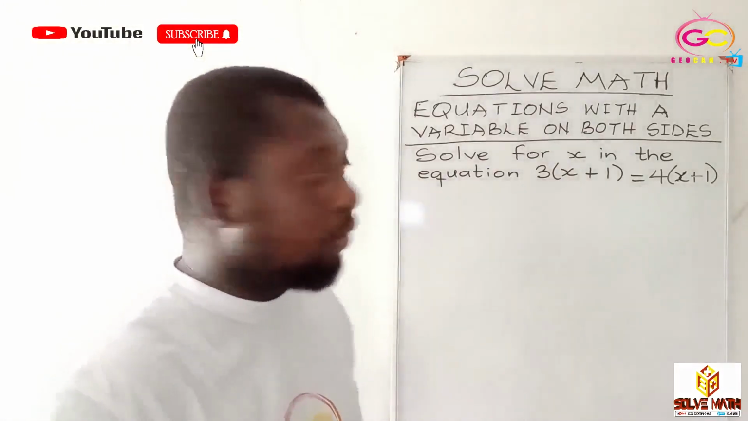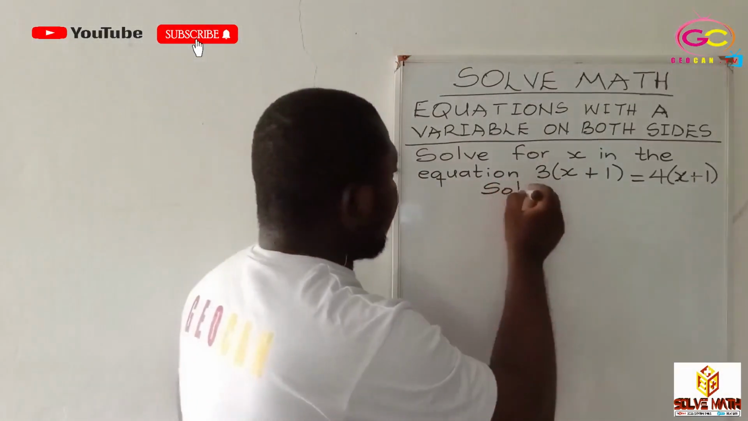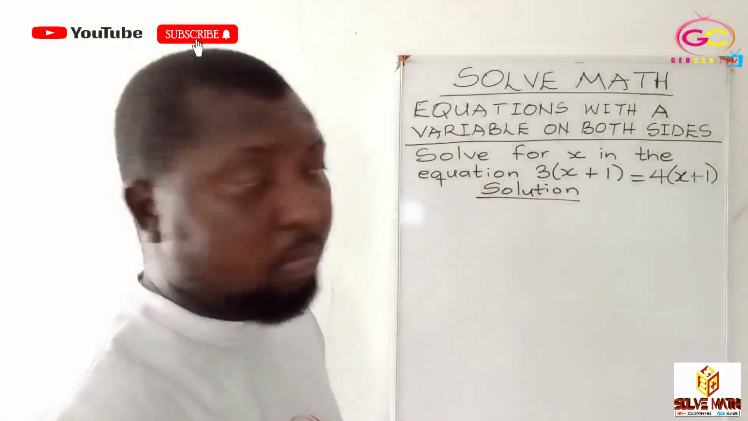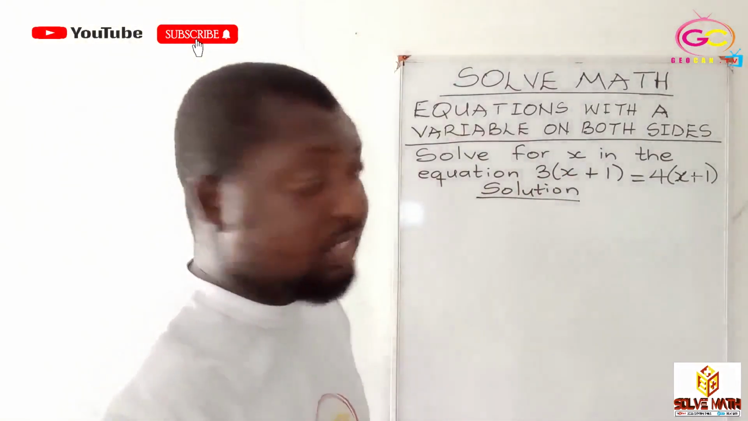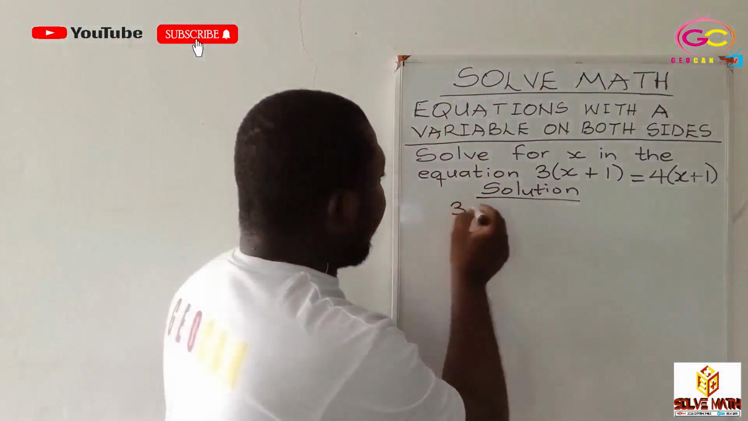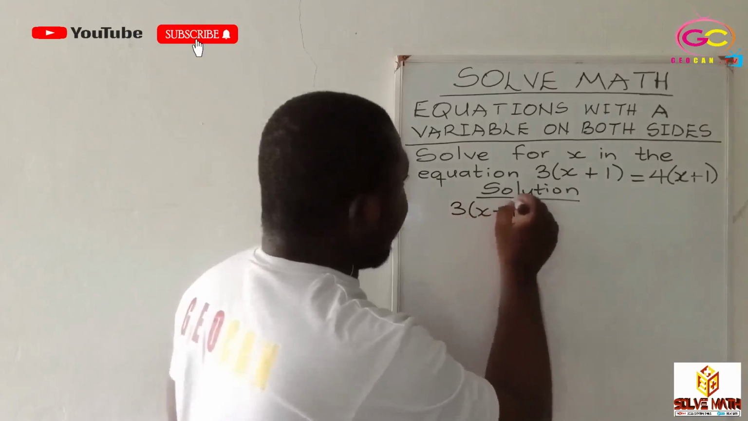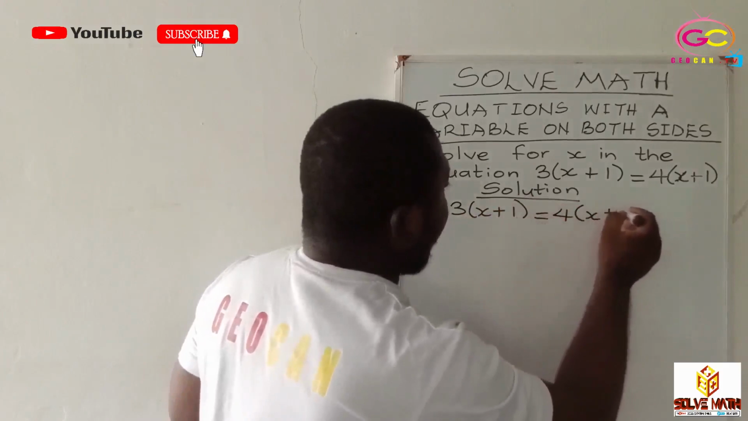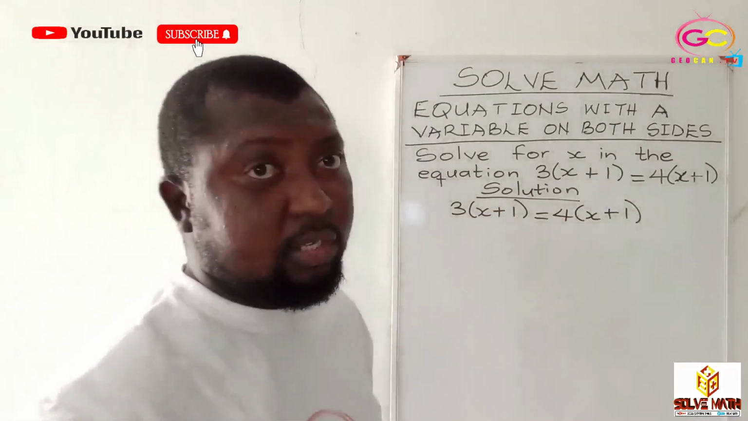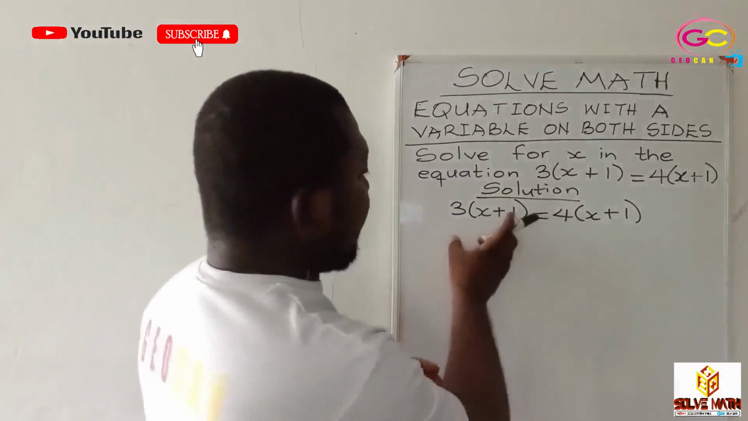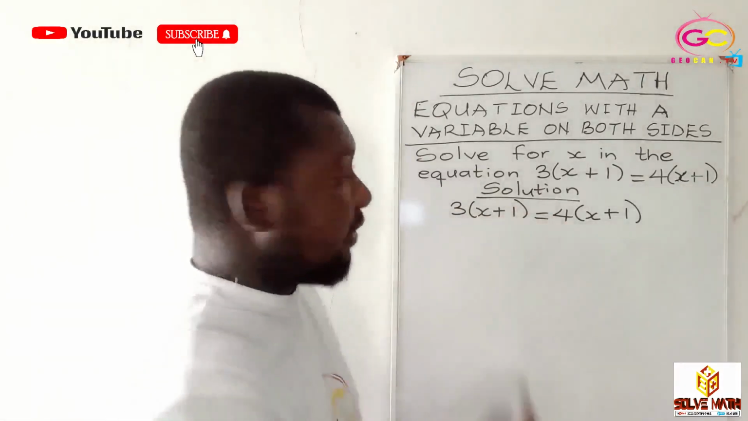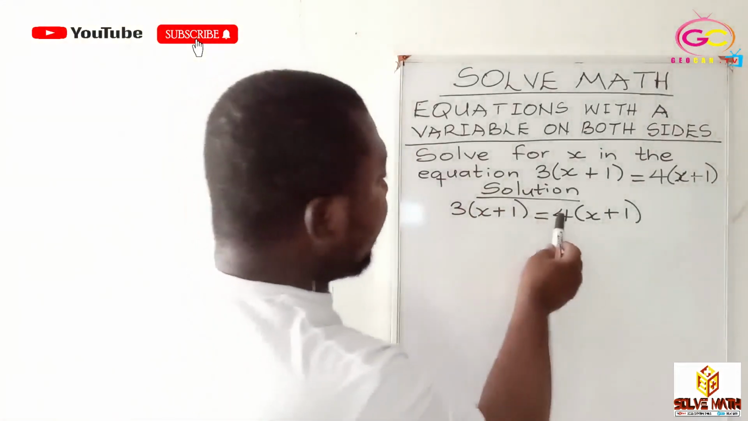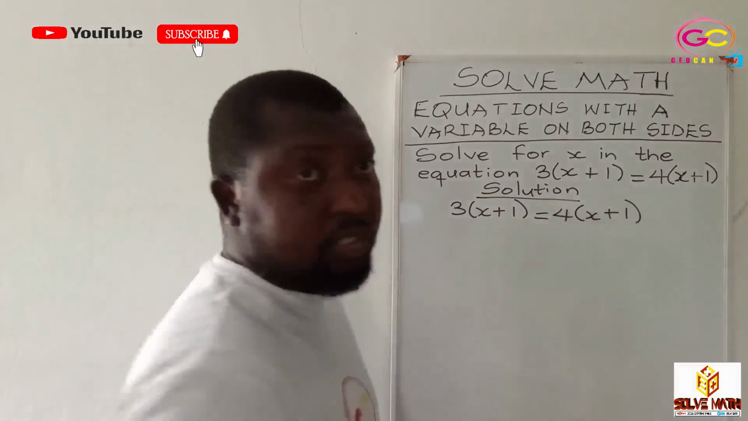First, we have to write our solution. Good. So our solution, meaning how we are going to solve it, as I always say. Then you write the question again. So we have 3 into bracket x plus 1 bracket close is equal to 4 into bracket x plus 1. Easy as ABC. What you do here, we have to expand this, meaning this 3 has to multiply this x, this 3 multiply this 1 as well. This 4 multiplies this x, this 4 multiplies this 1.